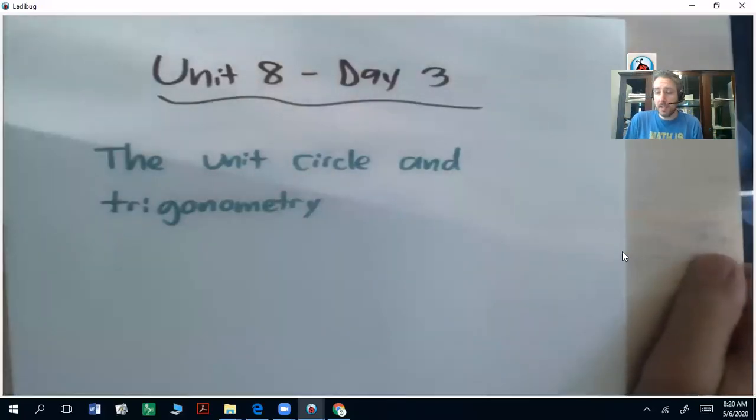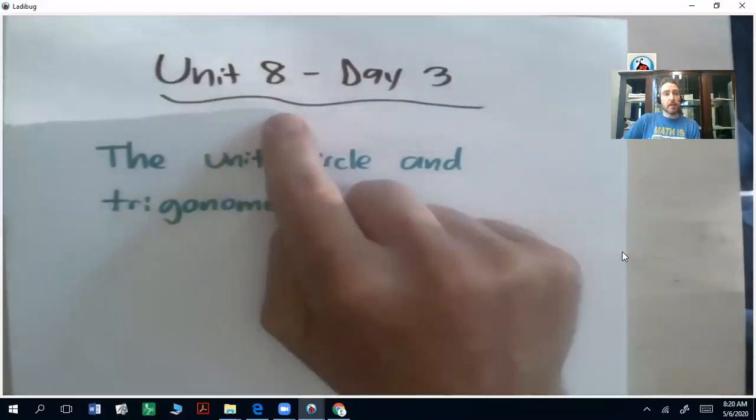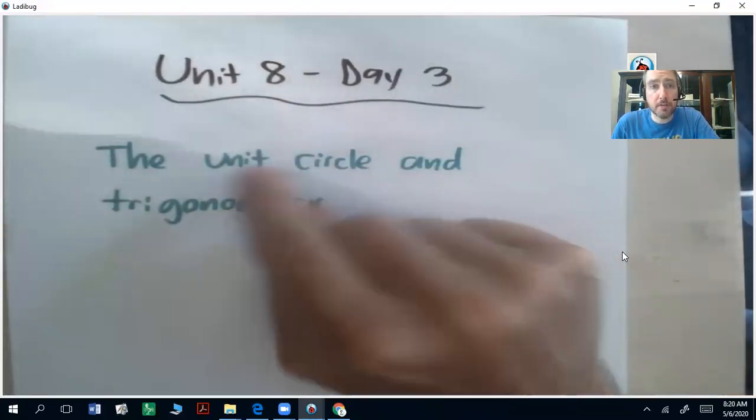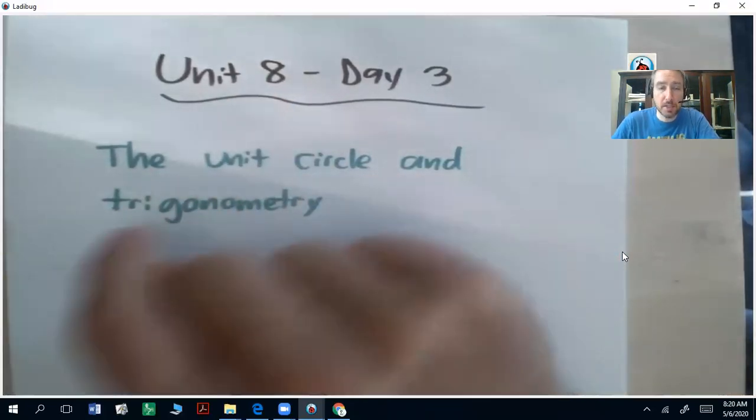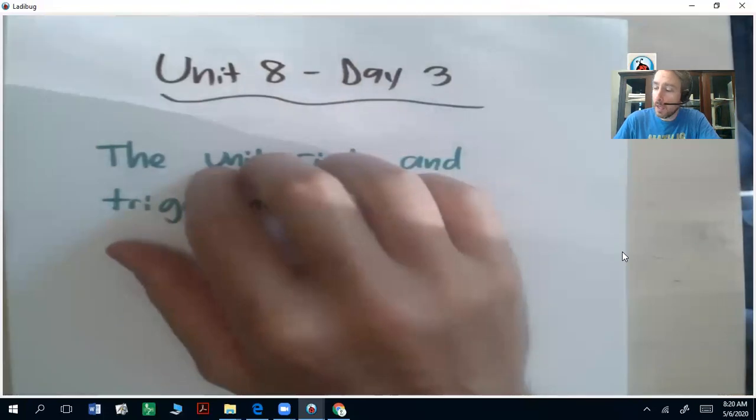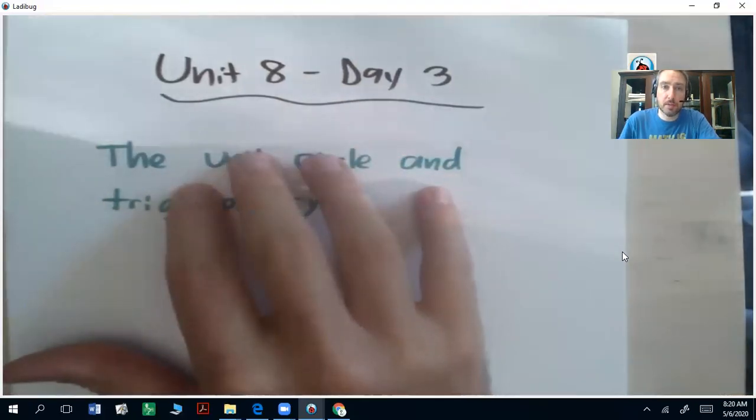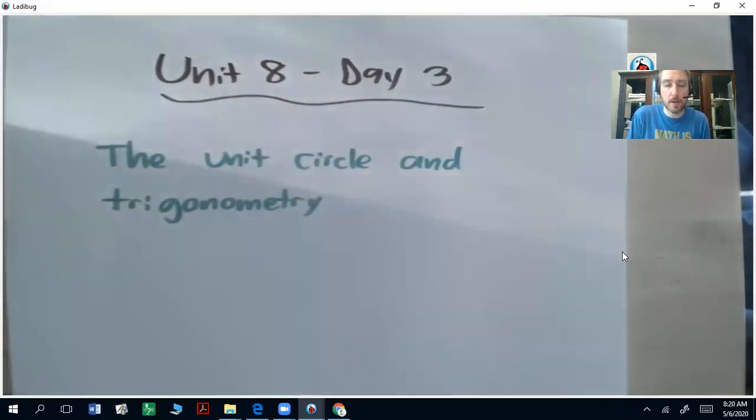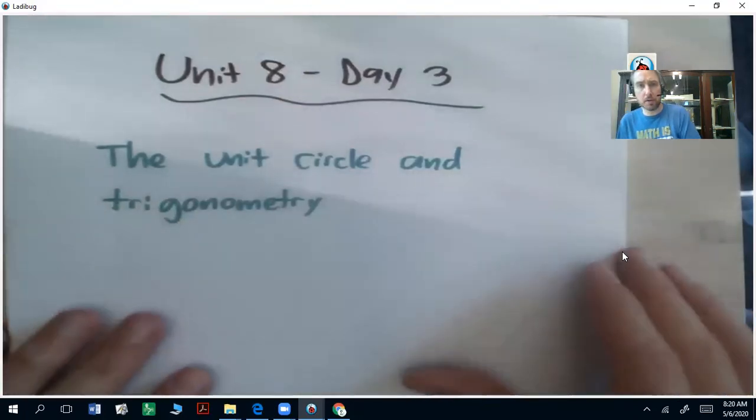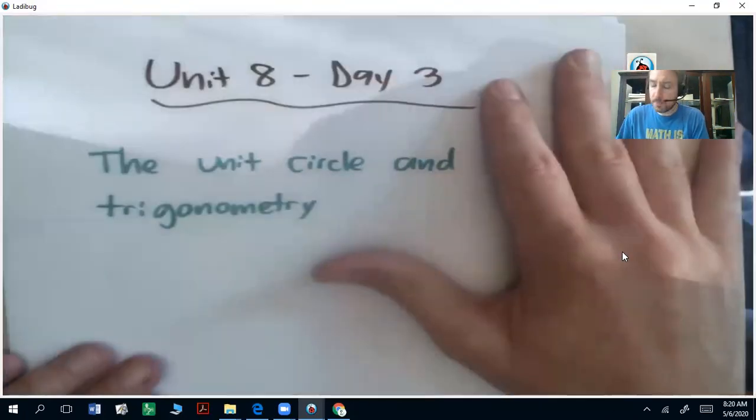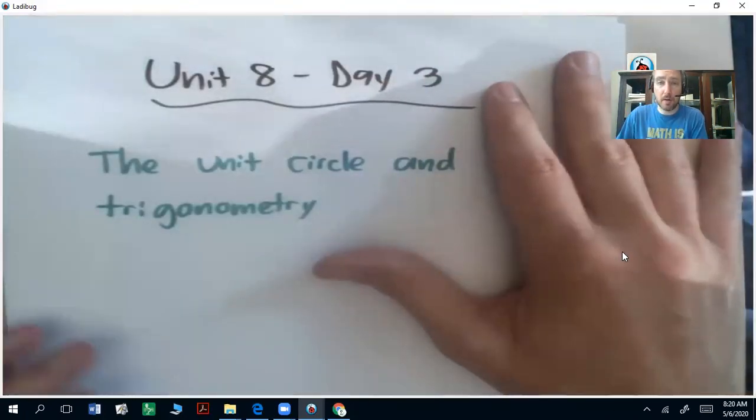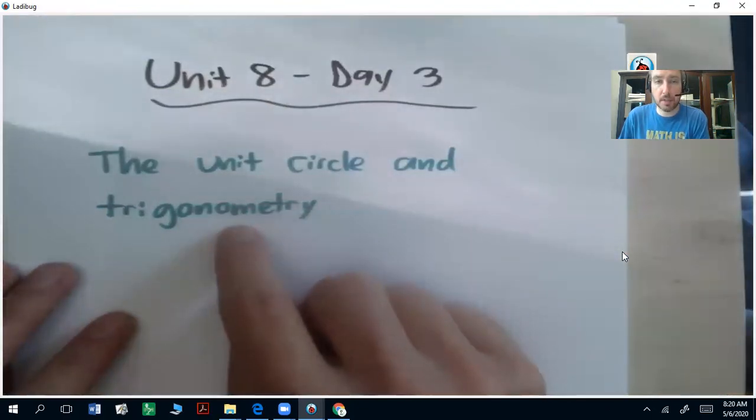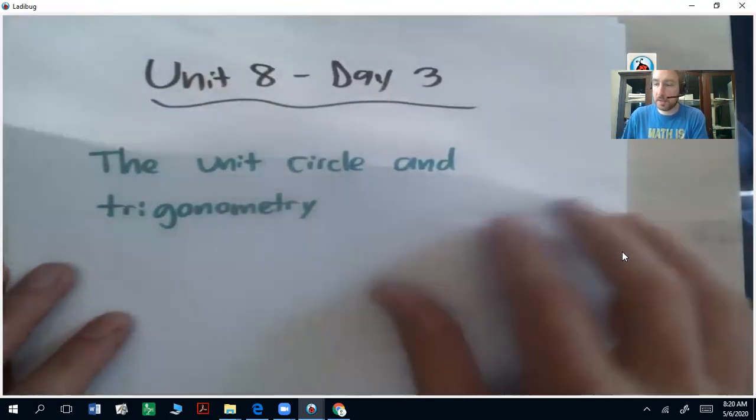Welcome. This lesson is Unit 8, Day 3. It's talking about how to apply trigonometric functions, sine, cosine, and tangent, into the unit circle. In the previous lesson, we learned about the unit circle, how to navigate around it, how to get degrees, and how to rotate left counterclockwise and clockwise and get certain coordinates from that. Today, I'm going to tell you how the sine, cosine, and tangent relate to those coordinates in degrees and radians.